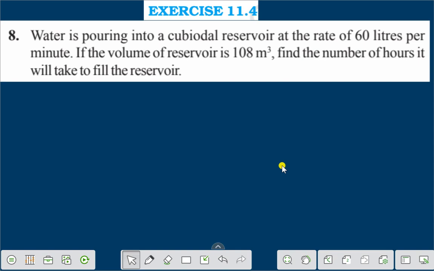Water is pouring into a cuboidal reservoir at the rate of 60 liters per minute. If the volume of the reservoir is 108 meter cube, find the number of hours it will take to fill the reservoir. Let us find.